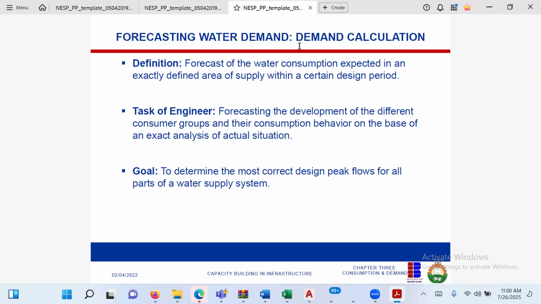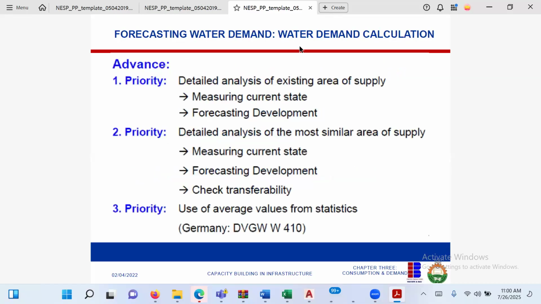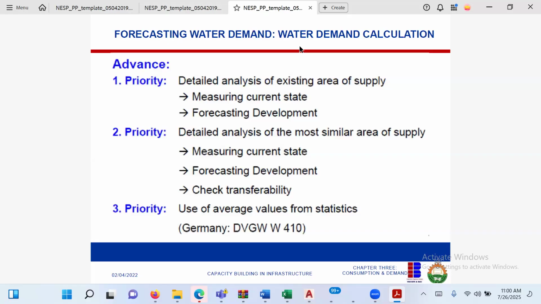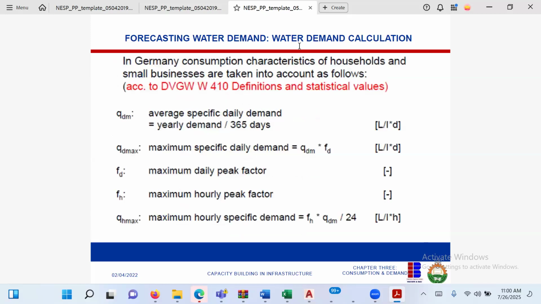Okay, so the goal is to determine the most correct design peak flow for all parts of the water supply system. You must design for the peak flow. You use the peak flow at the peak periods in your design. So these are some things you take into consideration: what is the current state, and what is the forecasted development? This is very, very important. These are some of the parameters you'll be seeing.